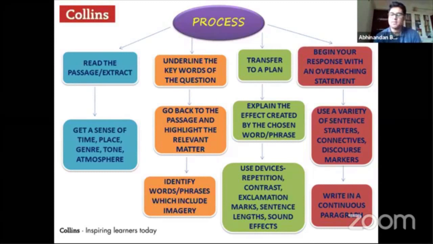Explain the effect created. This is again where most of our learners really mess up. They write the words, they write the meaning, and to a certain extent they are quite successful in bringing out the associated idea, even the inference, but they fail to produce the effect. And that is exactly what our question is asking. Use devices like repetition, contrast, exclamation marks, sentence lengths, sound effects. These will bring some kind of justified element to our response.